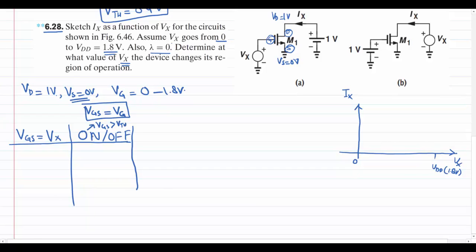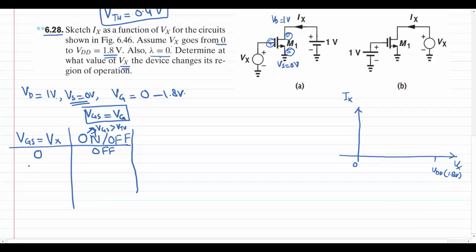So let's just presume the value of Vx to be 0. If Vx is 0, Vgs is 0, and Vgs which is 0 is less than Vth, therefore the device is off. Let's take another value of Vx, which is Vgs also, to be 0.4 volts. If Vgs is 0.4 volt, then again this relationship is not valid because 0.4 is not greater than 0.4, therefore the device is again off.